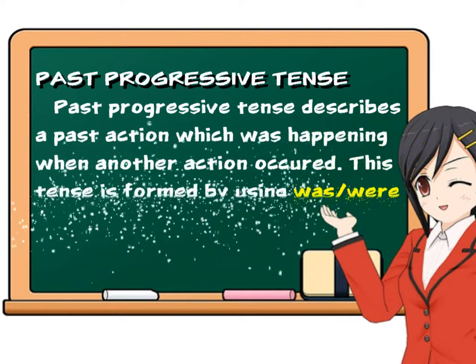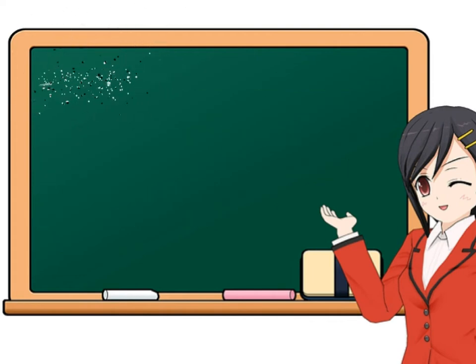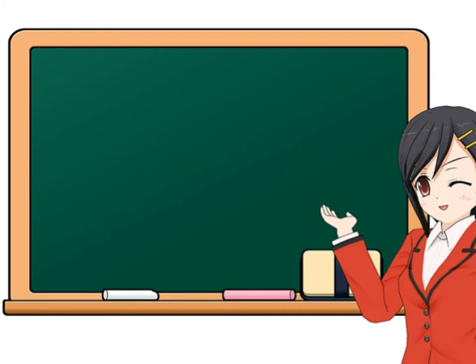Past progressive tense. Past progressive tense describes a past action which was happening when another action occurred. This tense is formed by using was, were with the verb form ending in ing. Example: the explorer was explaining the latest discovery in Egypt when protests began on the streets.